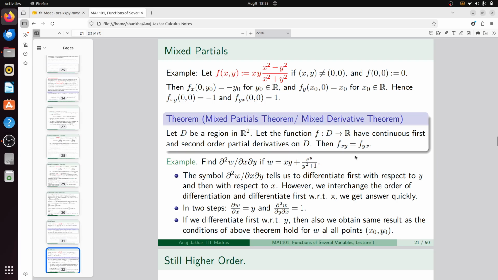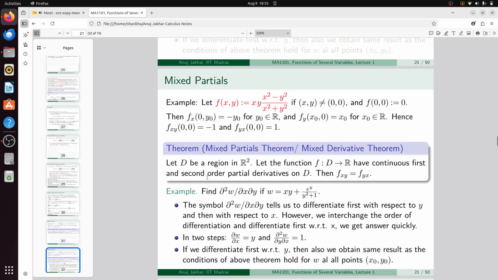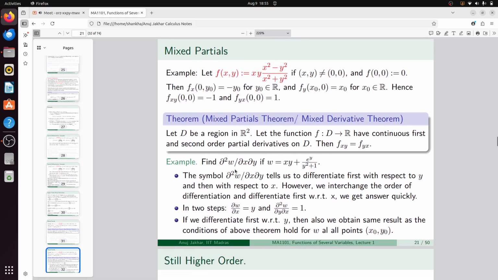Now you can solve this problem. You need to find del 2w divided by del x del y, if w equals xy plus e to the power y by y square plus 1.